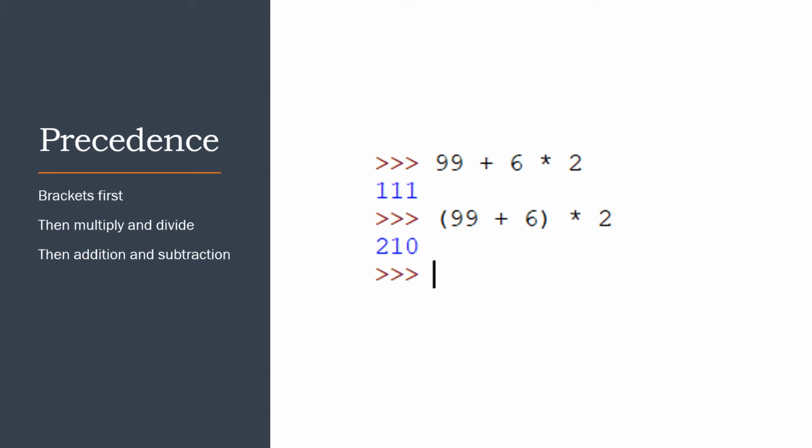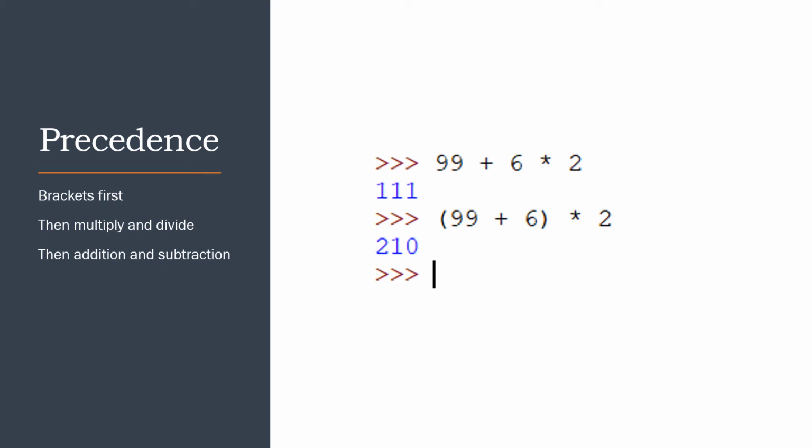The computer will work out any part of the expression that is in brackets first, then any part of the expression that has multiply or divide in it, and then finally any part of the expression that has addition and subtraction in it. Let's have a look at these 2 examples on the screen, and you can try entering these into Python for yourself to see what result you get.